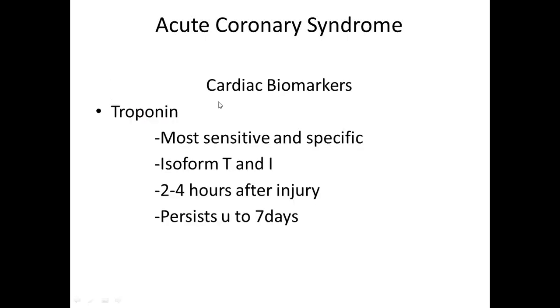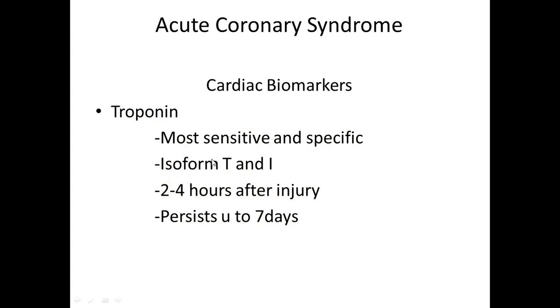All right, so what are the biomarkers? What is the blood test that's going to help us to make the diagnosis of acute coronary syndrome? The one that we use predominantly today is troponin. This is a biomarker which resides in the heart muscle, and when the heart muscle dies, it is released. Very, very sensitive and specific, upwards of 90%. So troponin, most sensitive and specific.